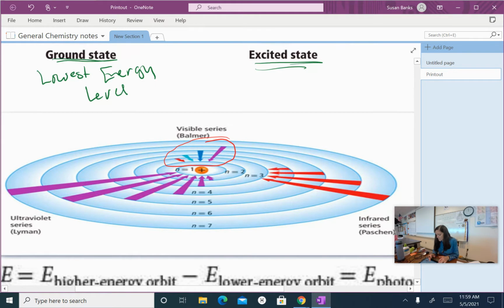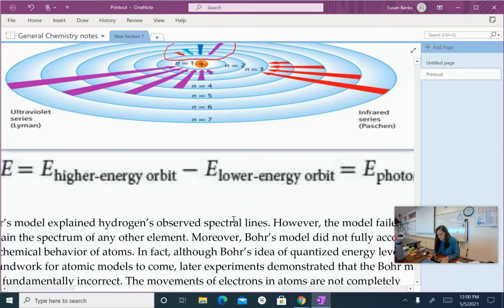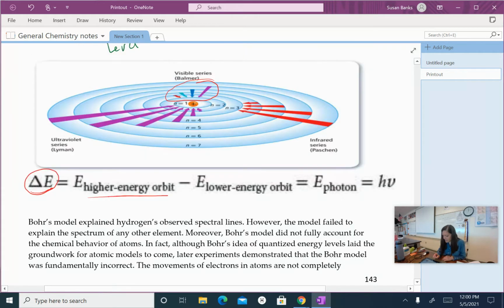So we have a whole bunch of different energy jumps that the electron in the hydrogen atom does as it gets excited to higher energy levels and then goes back down to lower energy levels. The energy change is always the energy of the higher energy orbit minus the lower energy orbit, and that is equal to the energy of the photon, and that is equal to Planck's constant times the frequency of that wave that we get.